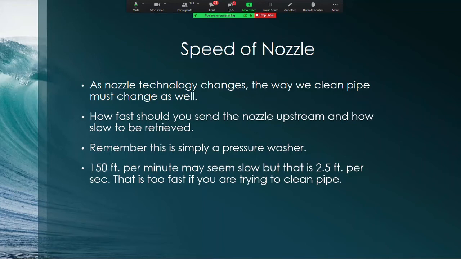If you want to scour and clean, you've got to slow it down and let that nozzle get the debris, pull it off, and go from there. And that will make the job a lot quicker. If I'm traveling in a pipe at 150 feet a minute, that's 2.5 feet per second. In a 300-foot run, it takes me 2 minutes to go from the truck to the upstream manhole. That's not unheard of. I've seen guys do it faster than that.